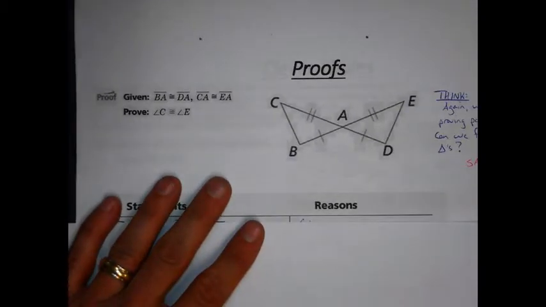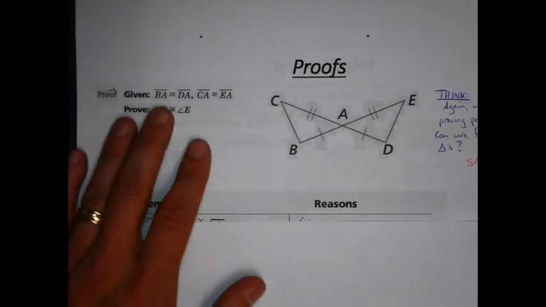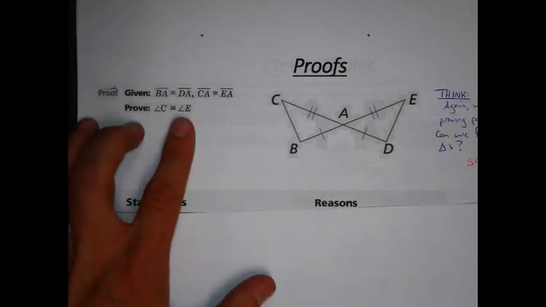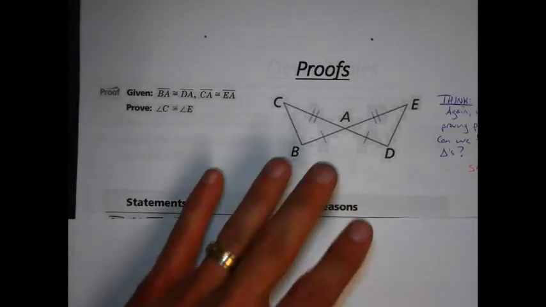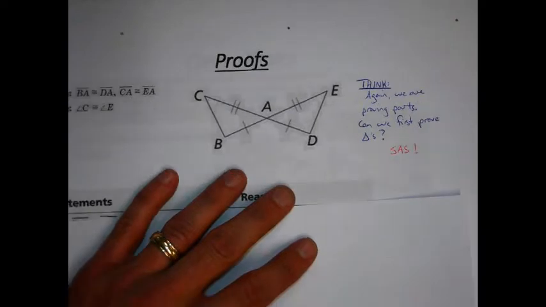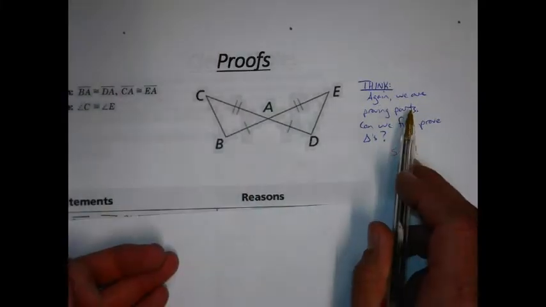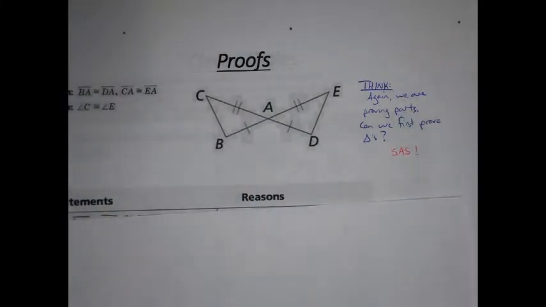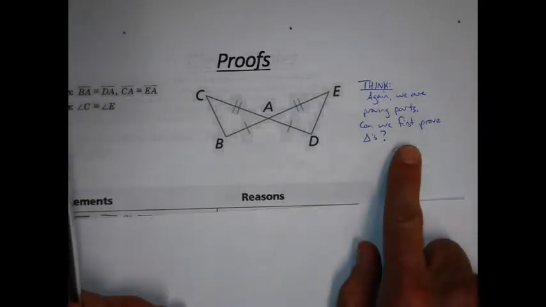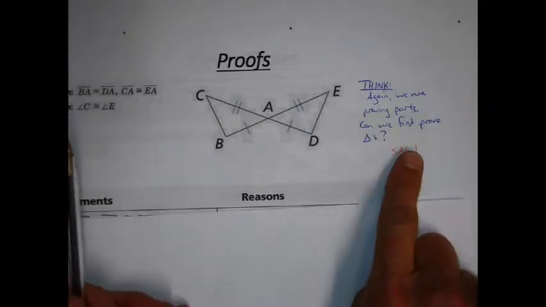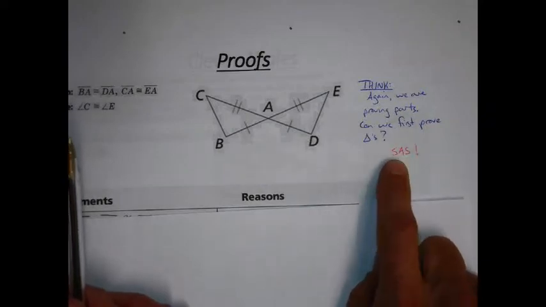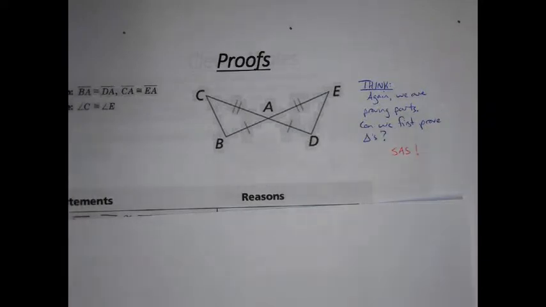So we have given statements, and we have to prove parts. So we think, game plan. Once again, we are trying to prove parts congruent. Can we first prove these two triangles congruent? Yes, we can. Side, angle, side. How can we possibly use side, angle, side for these triangles? We got to think this through.